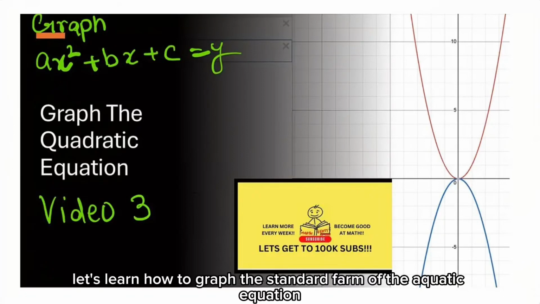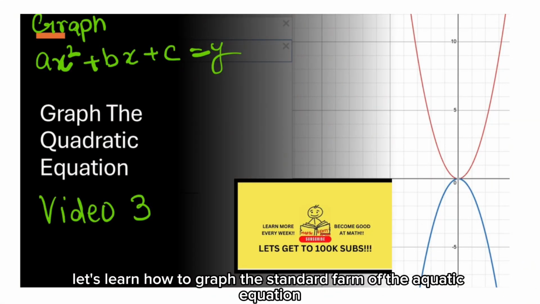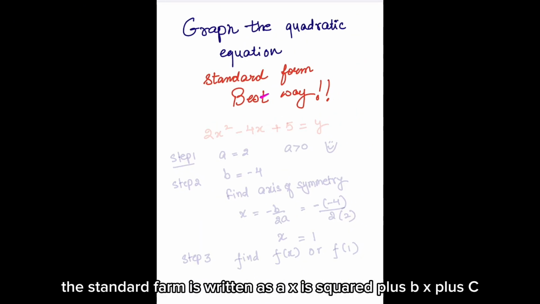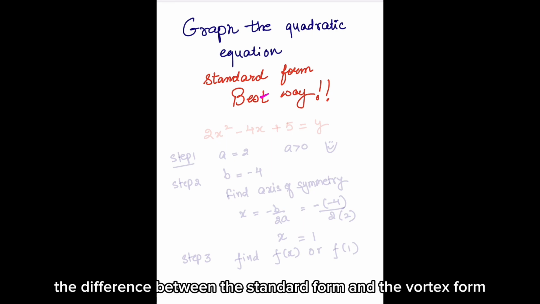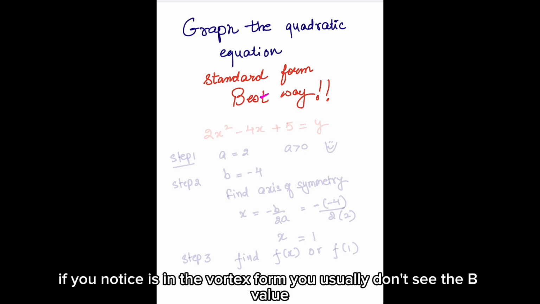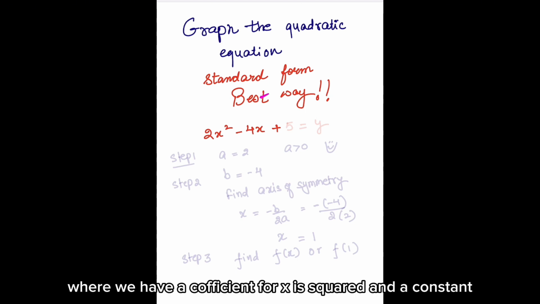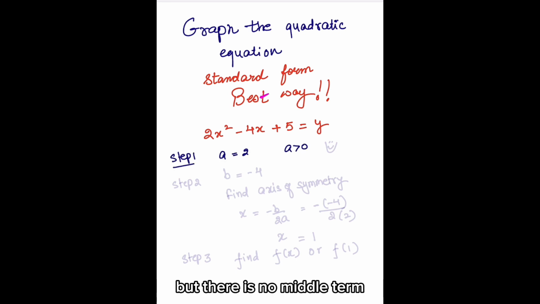Hi everyone, let's learn how to graph the standard form of the quadratic equation. The standard form is written as ax squared plus bx plus c. The difference between the standard form and the vertex form, if you notice, is that in the vertex form you usually don't see the b value, the coefficient of x. We have a coefficient for x squared and a constant, but there is no middle term.